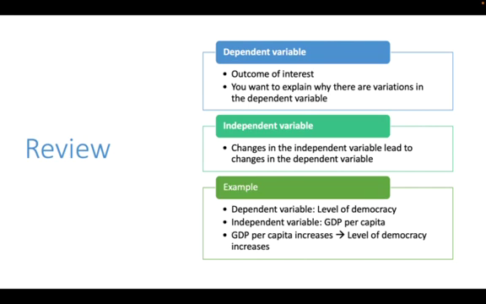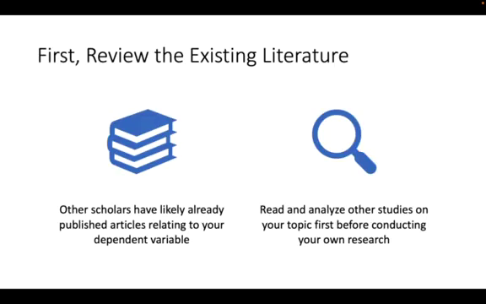So now that we've identified dependent and independent variables, and you have done so in your assignments in this course, we want to be able to look at what's called the literature. So what does this mean? This means that it's likely that other scholars have already published articles relating to your dependent variable. Certainly there are a lot of articles about economic development and democracy, which was what the previous slide was about.